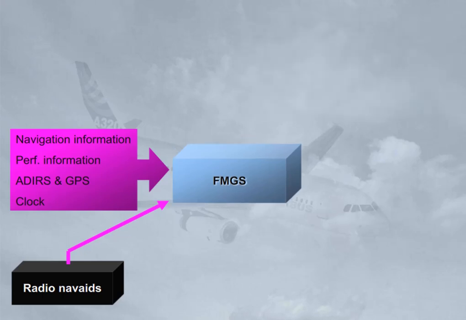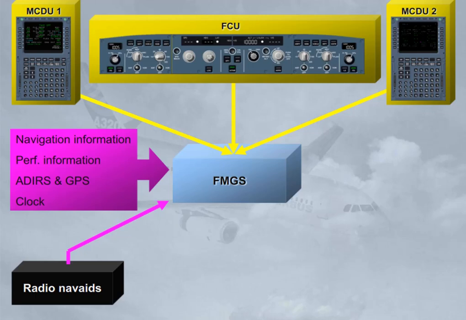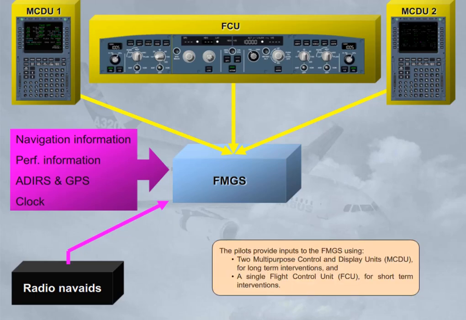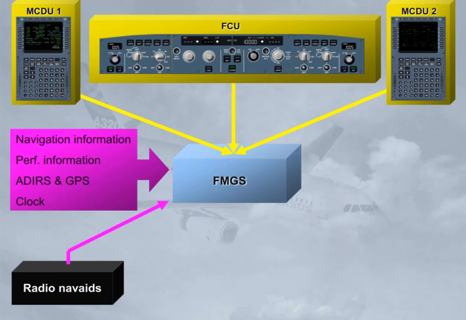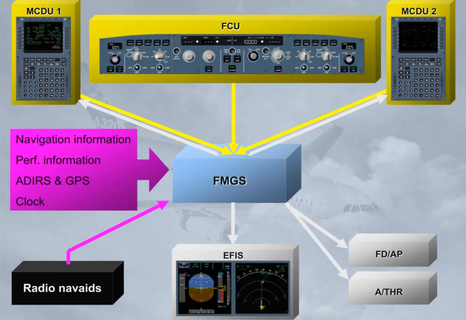The pilots provide inputs to the FMGS using two multipurpose control and display units, MCDU, for long-term interventions, and a single flight control unit, FCU, for short-term interventions. The FMGS provides outputs to the flight directors, FDs, and autopilots, APs, for pitch, roll, and yaw control, the autothrust, ATHR, for thrust control, the MCDUs and EFIS for the display of information, and the navigation radios for the automatic tuning of radio aids.